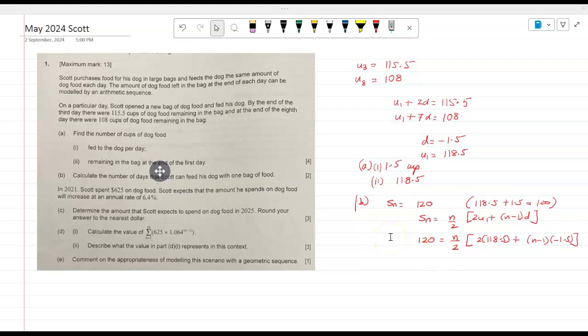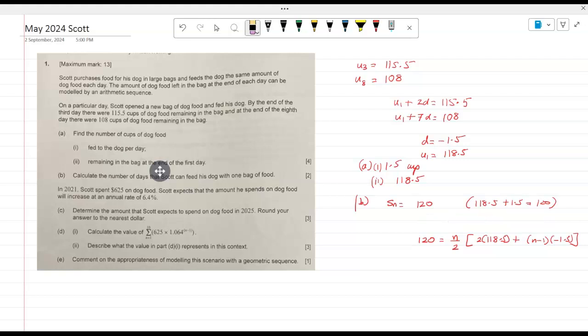157.9, so that means 157 days. Why should we use this? In the sense, per day, how much is the dog fed? 1.5 cups. How much do you have? 120 cups. So why should I use this formula?